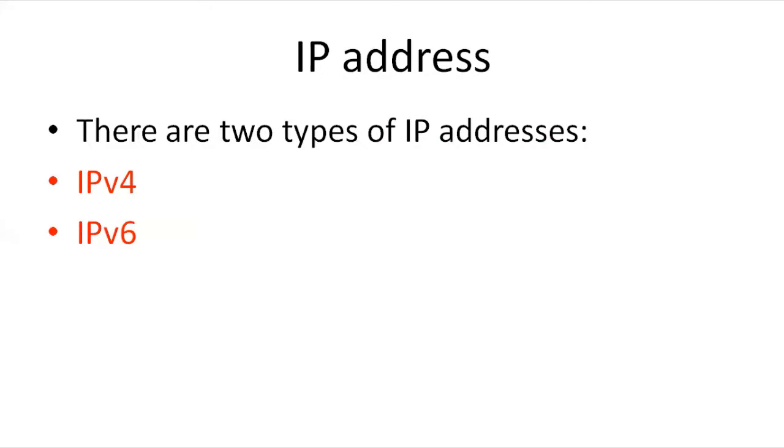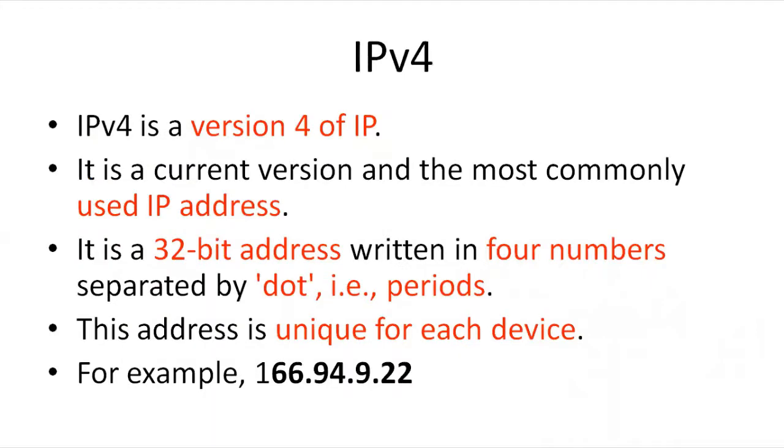And then, a very important point: there are two types of IP addresses. One is IP version 4, and there you will also discuss the Domain Name System, DNS, and then IP version 6. Coming to IP version 4, what is IP version 4? It is the current version, the most commonly used IP address. It is a 32-bit address, which means four numbers.